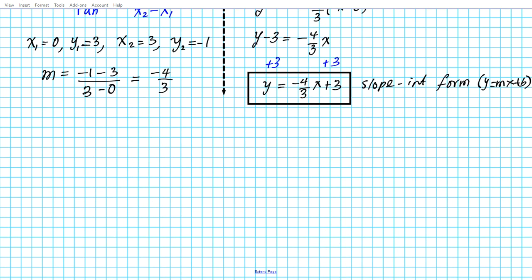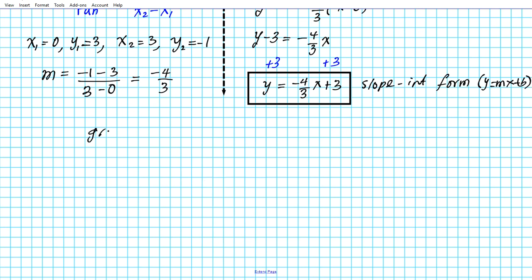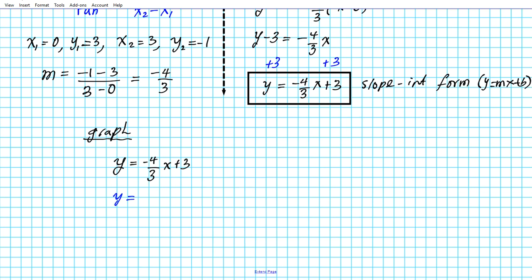Alright, now this is an add-on. What if you were asked to graph? Let's graph this so you see how to graph also. So you're going to use the slope-intercept form because it's much easier to graph. Negative 4 thirds x plus 3. We'll write y equals mx plus b because it helps us find the slope and the y-intercept.